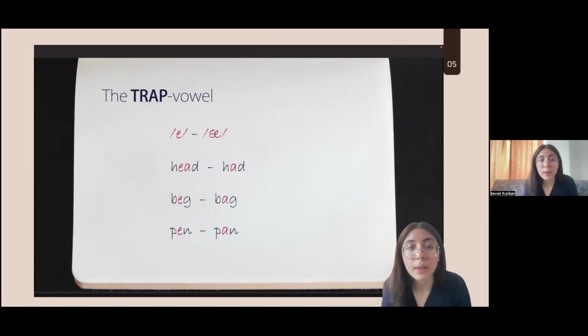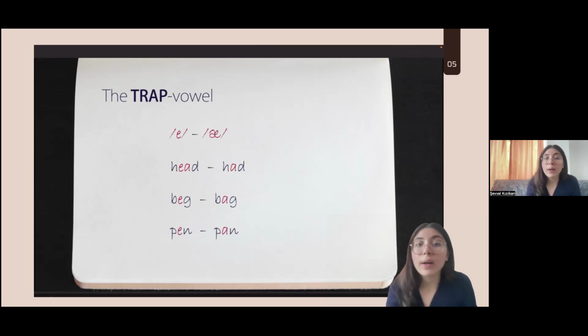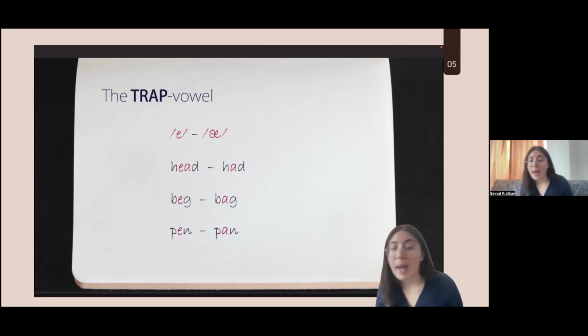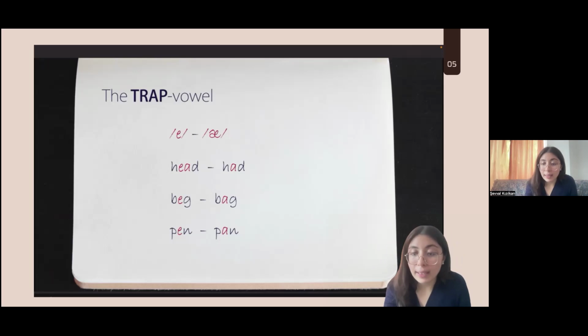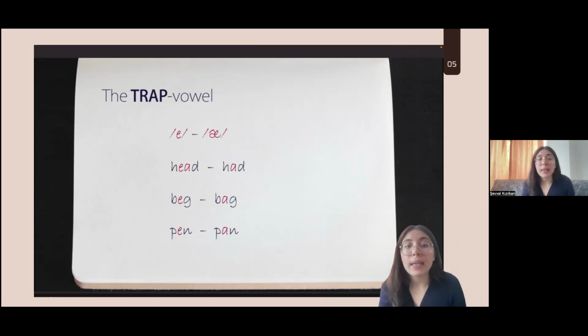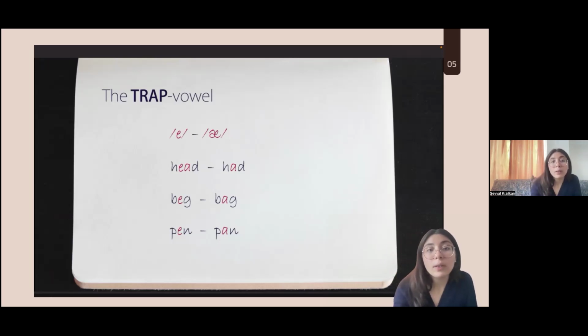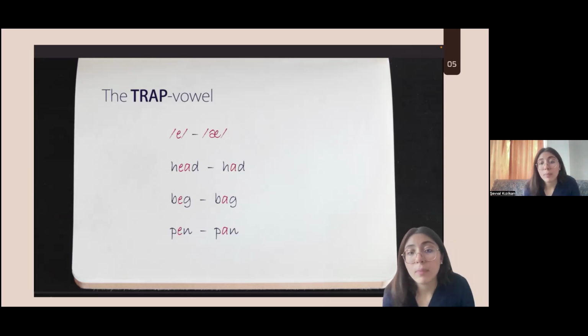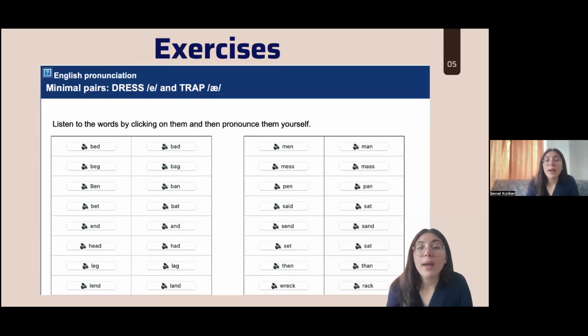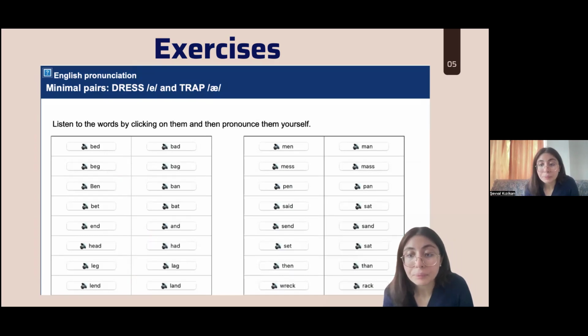Okay, anyways, for example, hat or hat, bag or bag, pen or pen. No, one is the dress vowel, and the other one is the trap vowel. So we have already examples here.